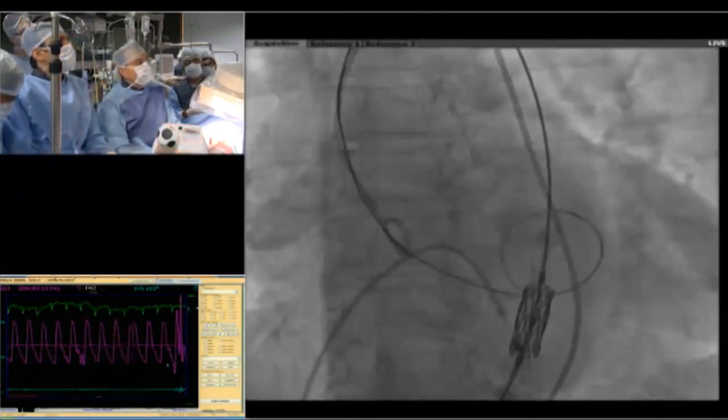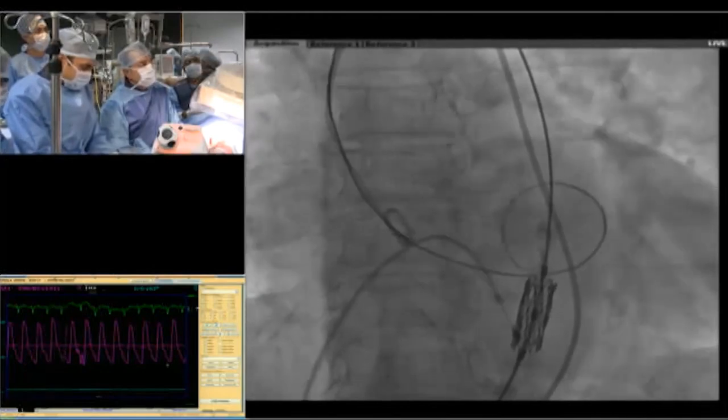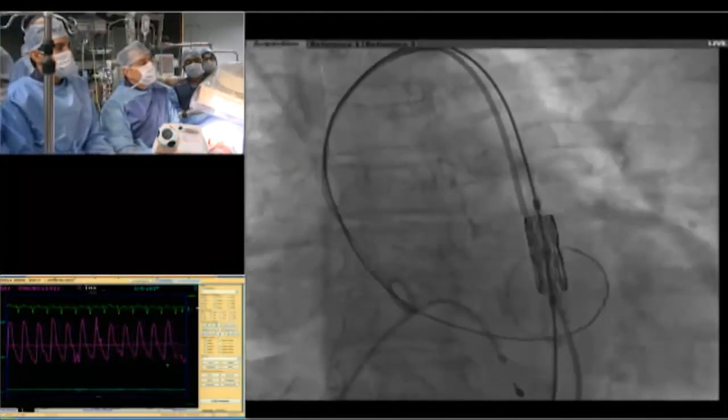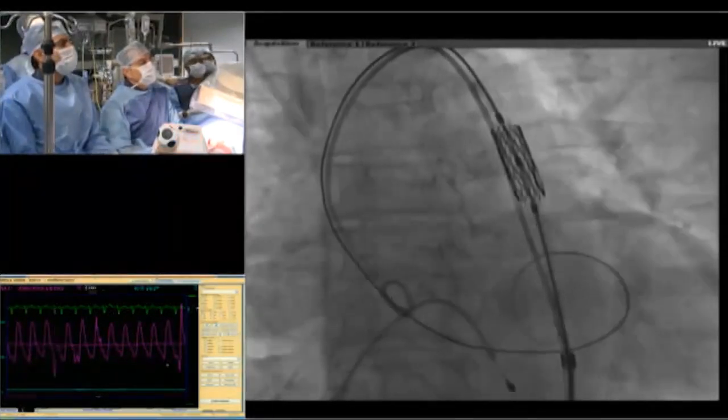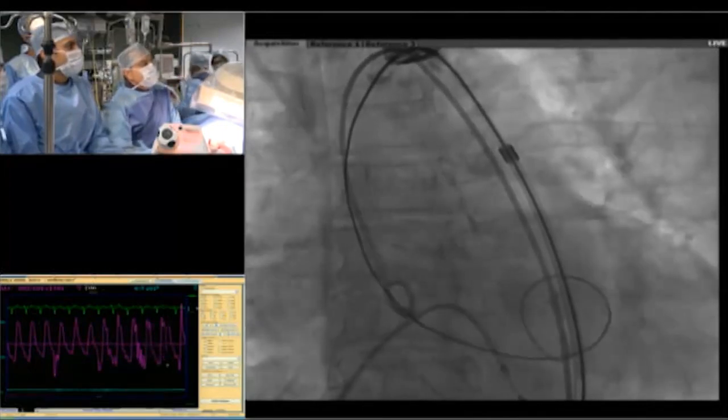So I'm advancing this. Show us the arch. Show the arch, please, now. Concentrate. Go ahead. Leave the wire. Don't touch the wire. He'll control the wire. Bit of resistance. Okay, there.